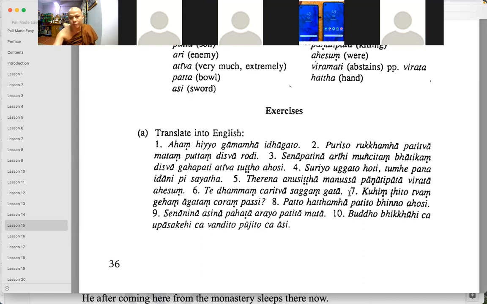Okay, and now number 7. Kuhiṃ tiṭṭhanto tvaṃ gehaṃ āgataṃ coraṃ passasi. So kuhiṃ means where. Tiṭṭhanto: stand. Tvaṃ: you. Gehaṃ: house. Āgataṃ: come. Coraṃ: thief. Passasi means see. So, okay, now who will try?